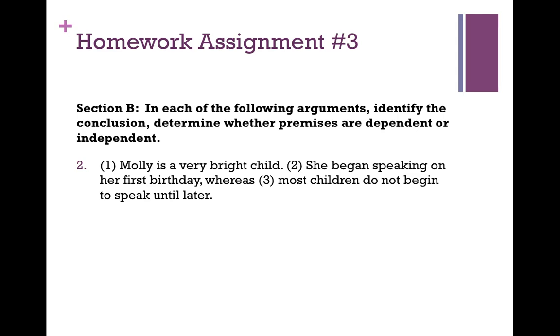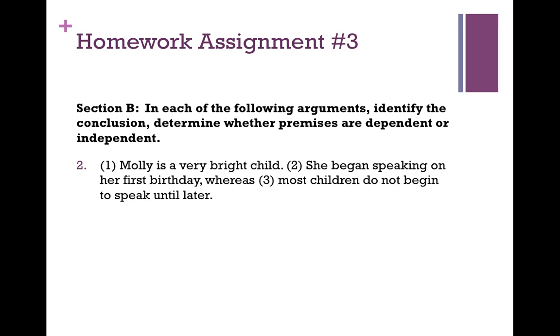Most children do not begin speaking until later. If you just said most children do not begin speaking until after their first birthday, therefore Molly is a bright child. Well, that clearly is not going to support 1. Just looking at 3 and 1, most children do not begin speaking until after their first birthday, therefore, Molly is a bright child. When did Molly begin speaking? I don't know. 3 doesn't tell you when she began speaking. So I think here it's pretty evident that 3 would not offer partial evidence for 1 by itself, because it doesn't tell us when she began speaking.